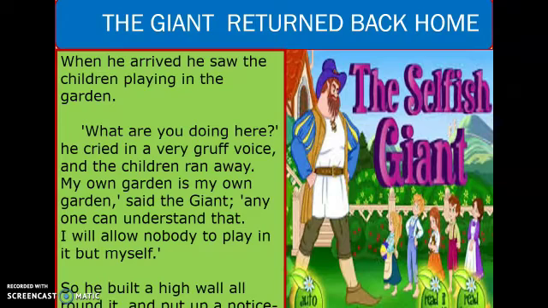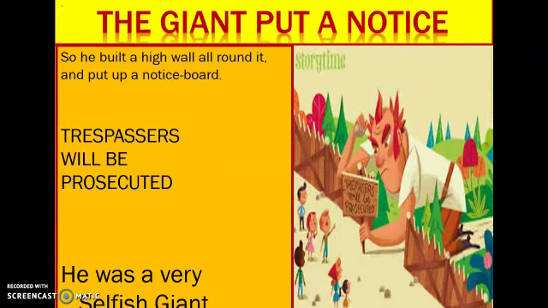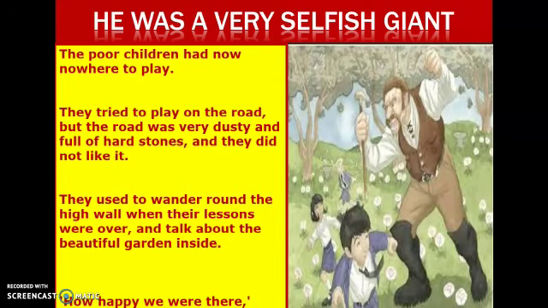So the giant objected. He got angry. He did not want anyone in his garden except himself. And to stop children from playing, he built a huge wall and he put up a notice board. "Trespassers will be prosecuted," means anyone who tried to pass by his garden is going to be punished. And why did he do all this? Because he was a very selfish giant.